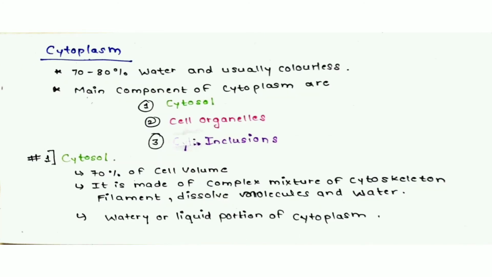Moving ahead, the cytoplasm is mainly water, that is 70 to 80% water, and it is usually colorless in appearance. The main components of cytoplasm are cytosol, cell organelles, and the third is the cytoplasmic inclusions. Talking about the first, that is the cytosol. Cytosol is the major part that makes up 70% of total cell volume. It is made up of a complex mixture of cytoskeleton filaments, dissolved molecules and water. So you can say it is the watery or the liquid portion of the cytoplasm.